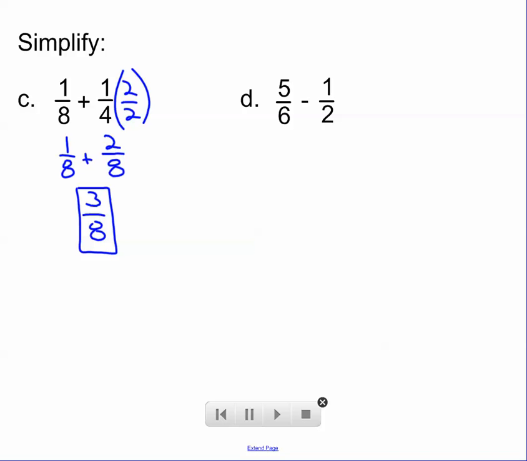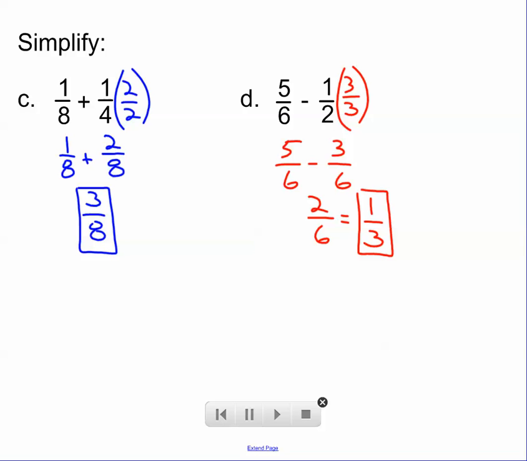On example D, what could we use for the common denominator? Okay, maybe we'll get lucky like this one where 6 is a multiple of 2. It is. If we just multiply 2 by 3, we'll get 6. And whatever we do to the denominator, we have to do to the numerator. 5 minus 3 is 2. I can simplify 2/6 to 1/3.